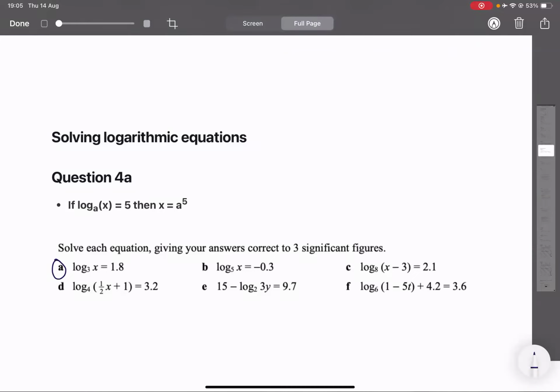So for question A, you've got log base 3 of x equals 1.8. So what's the inverse of a log base 3? The inverse is always the base, like raising both sides to the base. Okay. So if you do that, you're going to be left with x, and the right-hand side will become 3 to the power of 1.8. So we've raised both sides to 3 to the power of. Okay, perfect.